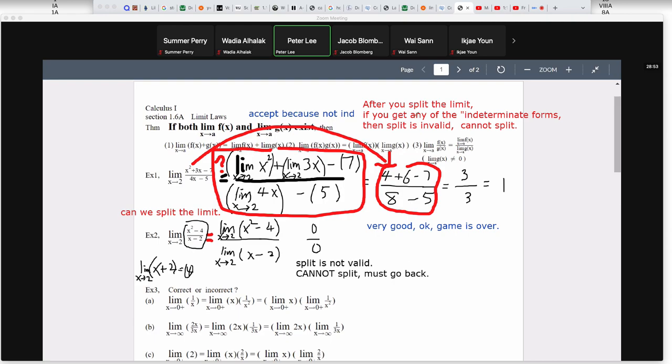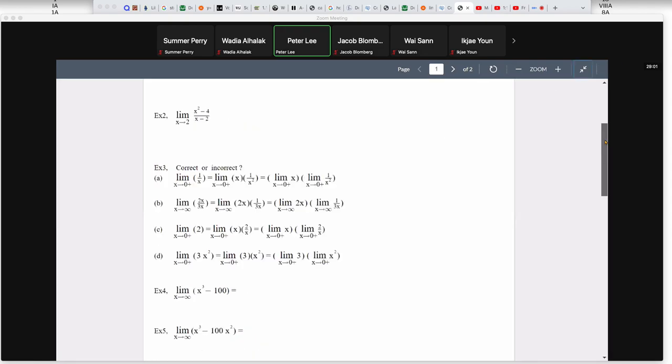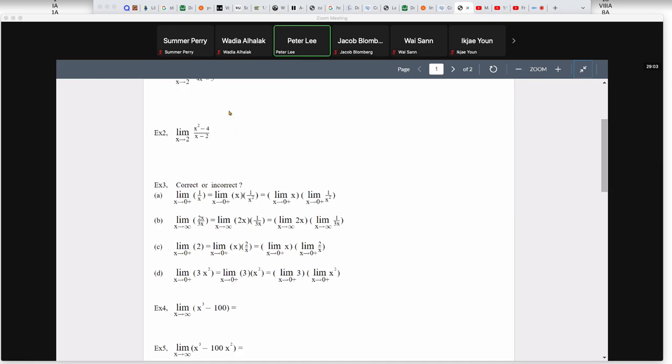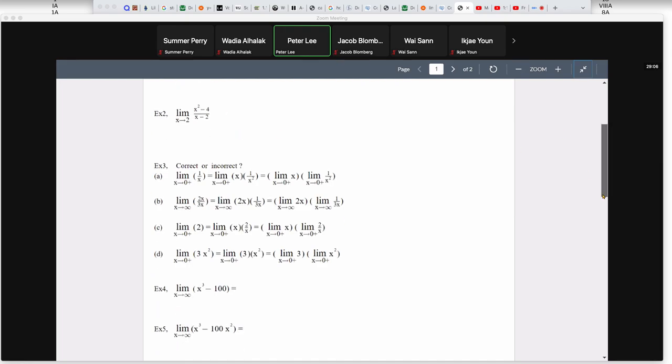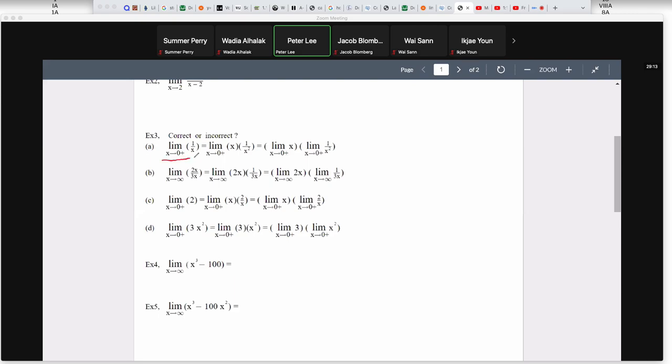So now let's look at example 3. Now let me reinforce this idea. Example 3, correct or incorrect? Okay, so let me use red. Example 3, part A is this: limit of 1 over x as x approaching infinity. So this one, obviously, we know that it's infinity. And of course, even though we said that the limit does not exist, the answer is actually infinity.